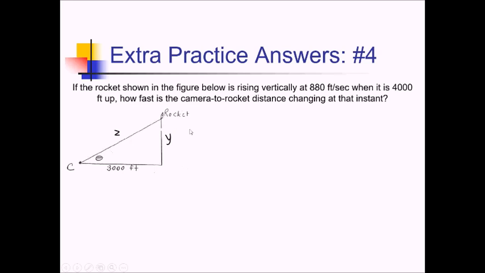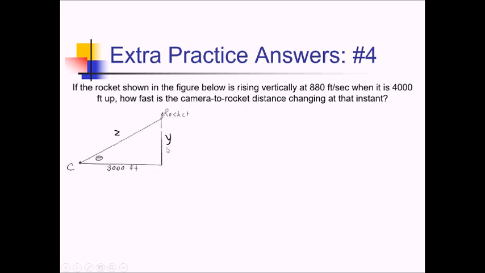Okay, so we've got one rate of change, this camera to rocket distance rate of change. We also have the rate of change of the rocket with respect to the ground. This is going to be a related rates problem because we have multiple rates of change involved. So it'll help us if we can set up an equation that relates all of these quantities and then take the derivative with respect to time. That'll give us access to those different rates of change.